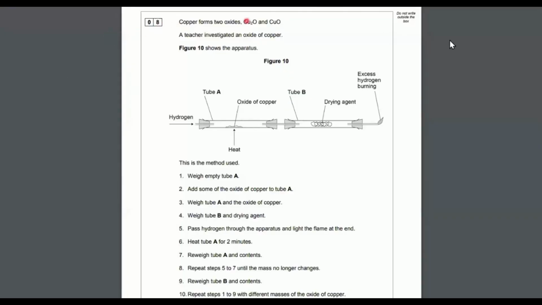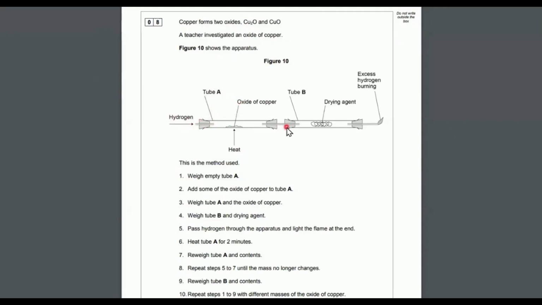Copper from two oxides: copper(II) oxide and copper(I) oxide. A teacher investigated an oxide of copper. You've got tube A, tube B, a drying agent, excess hydrogen burnt off at the end, and we get heat under the oxide of copper. This is the method used.